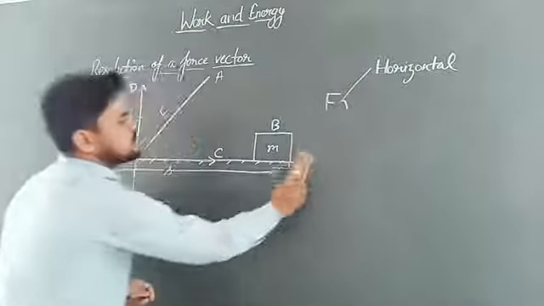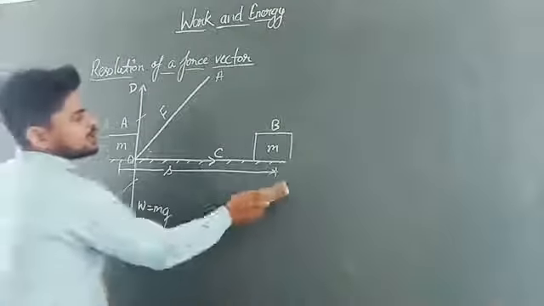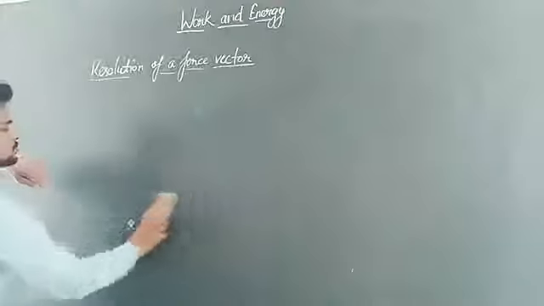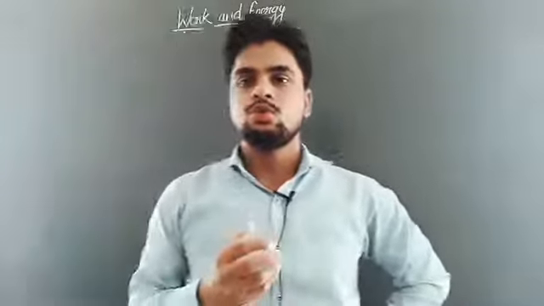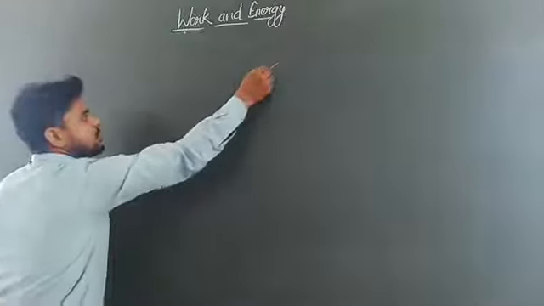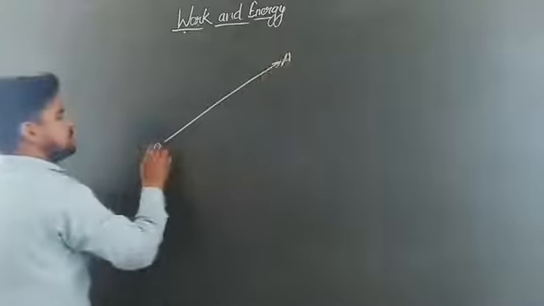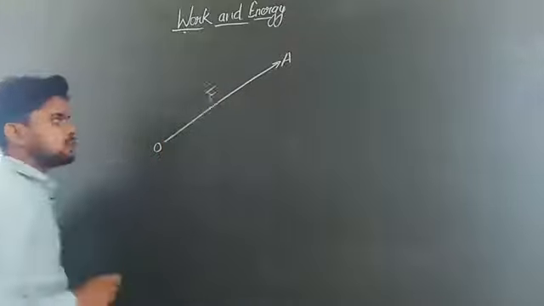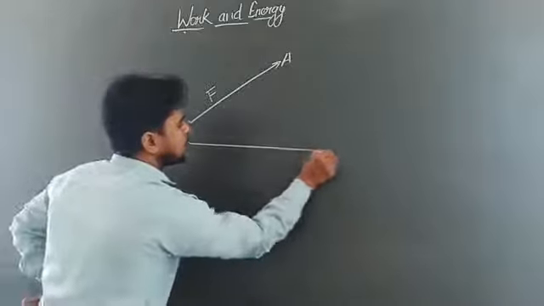Now let us understand, if we have a given force vector, then how we derive the horizontal and vertical components of that force vector. Now students, let us understand how to resolve a given force vector into its two components, that is horizontal component and vertical component. So suppose we are given a force vector OA. This OA represents the magnitude as well as direction of the force F. Let us suppose the force vector OA is inclined to the horizontal at a certain angle theta.